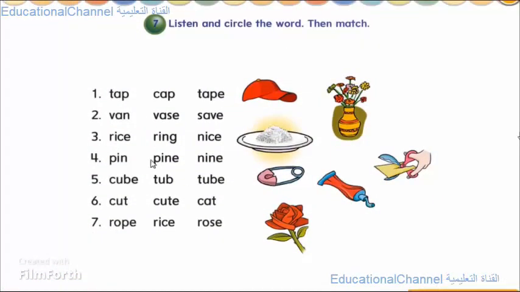Number one, cap. Number two, vase. Number three, rice. Number four, pin. Number five, tube. Number six, cut. Number seven, rose.